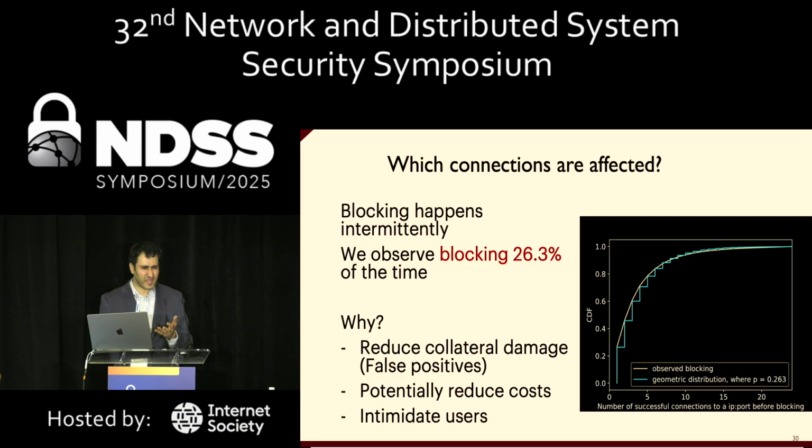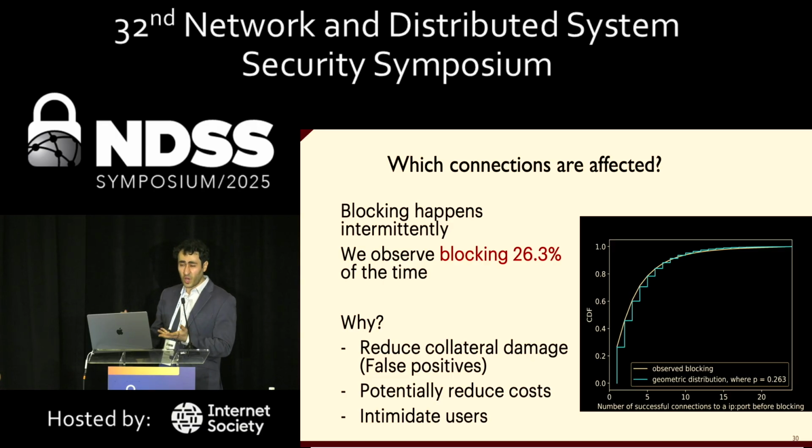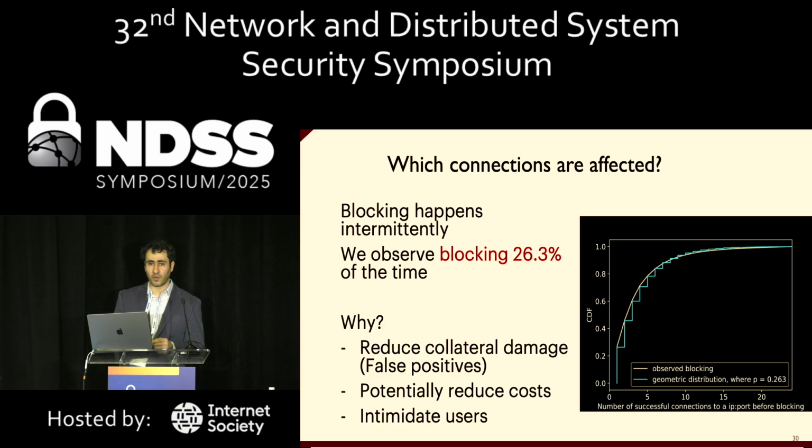The second reason is that any blocking also comes with a cost because you're running things on your routers, right? And therefore, by doing this probabilistically, they're also going to reduce the cost. And finally, this is enough, right? Even if you drop 1 out of 4 packets, as a Shadowsocks user, I see that my connection is not reliable, and that's enough for me to stop using Shadowsocks. So you don't need to block all the packets. As long as you create enough intimidation for the users, that would be enough to effectively scare them away from using those services.